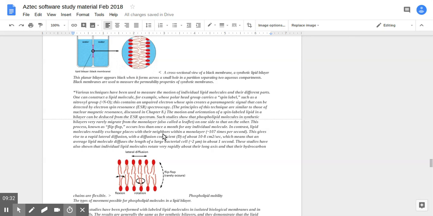The motion and orientation of a spin-labeled lipid in a bilayer can be deduced from the ESR spectrum. Such studies show that phospholipid molecules in synthetic bilayers very rarely migrate from the monolayer, or leaflet, on one side to that on the other.